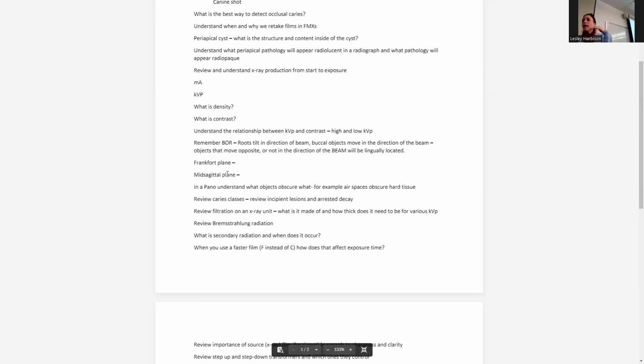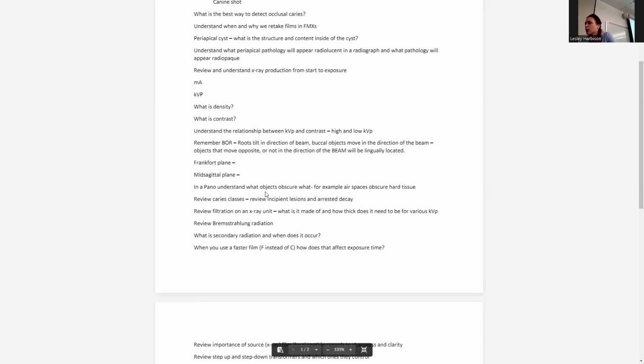Okay, so the Frankfurt plane. Just know which plane the Frankfurt plane is: from under the orbit of the eye to the top of the external auditory meatus, or with the other one, the ala of the nose to the tragus. Essentially they're both talking about the same thing, but I think Frankfurt specifically is from the orbit to the external auditory meatus. So just remember that that's the plane, and then the midsagittal is down the center. Just know that those are the planes.